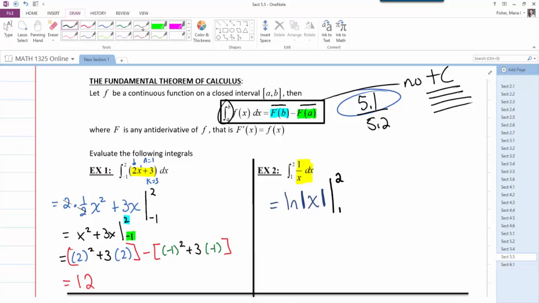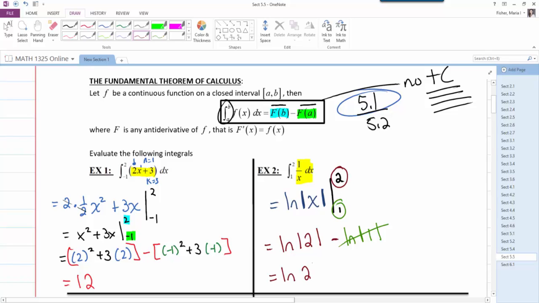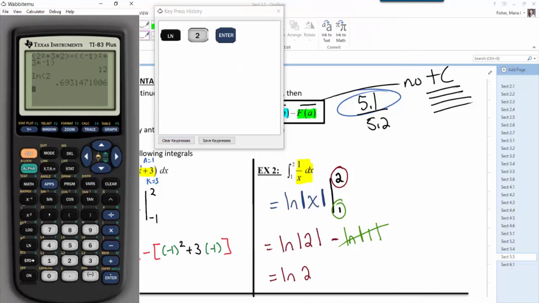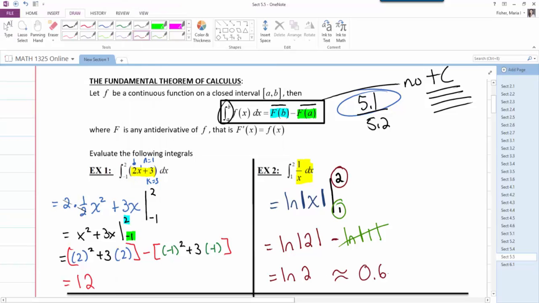So then this becomes the natural log of the absolute value of 2, plugging in the upper limit of integration, minus the natural log of the absolute value of 1, plugging in that lower limit of integration. Well, the natural log of 1 we know is equal to 0, so we can just cancel that term. And 2 we know is a positive number, so this is just going to equal the natural log of 2, which if we grab a calculator is approximately 0.693.